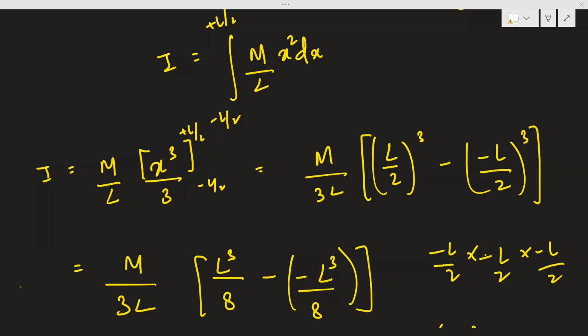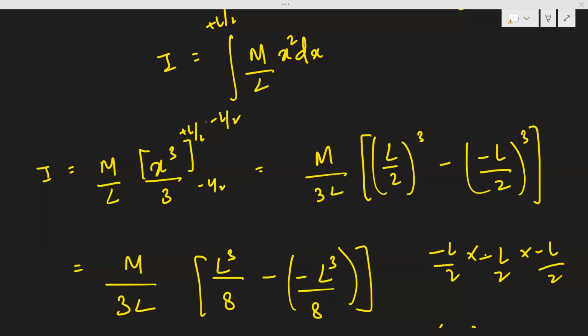Ma'am, in the second step, in the second part, we just put L by 2 and minus L by 2, we just raise their powers to 3 instead of x. Yes, we put the limits, no? X cube is there. Yeah. Oh, okay, upper limit and then lower limit, okay? Okay. So what's the minus 4 over there then?